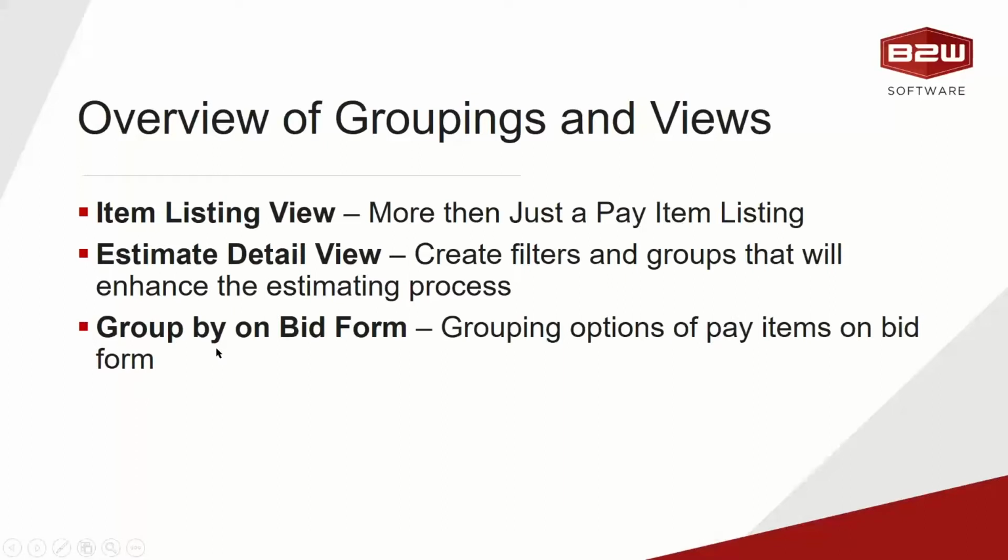And then last but not least, we're going to take a look at the bid form section. The bid form section of B2W Estimate is the location where we can take a look at the different pay items that your customer is going to be seeing. Instead of just seeing a listing of all the different pay items, it's actually going to have different grouping options. So we're going to look at the bid form option at the very end and see the different group by options. With that being said, let's look at my test box that I've set up for this demonstration, and we'll look at these three different areas of the estimate.